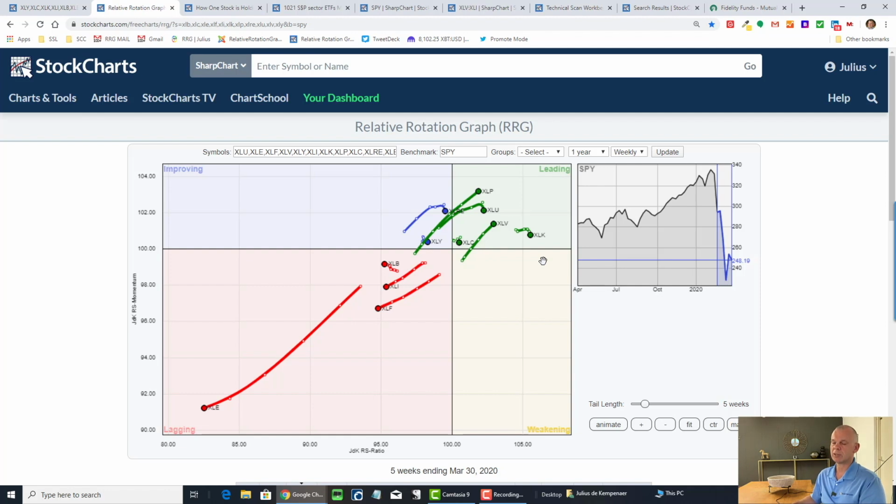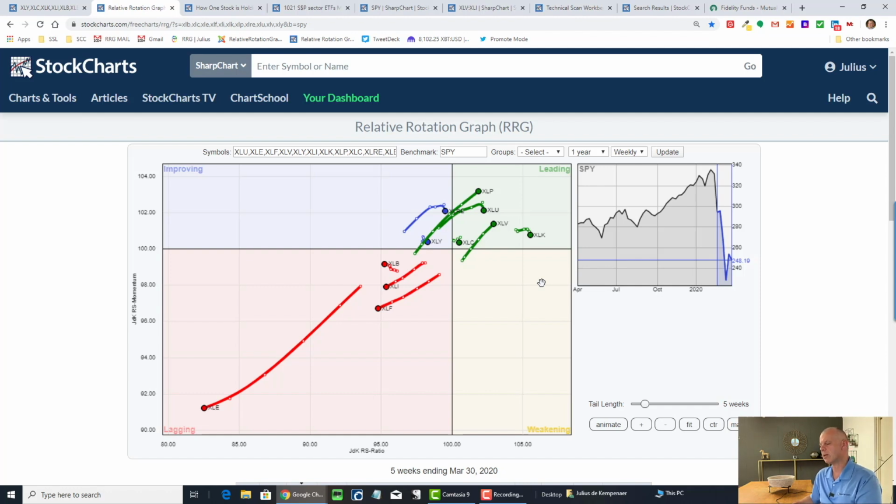Still above 100 on the momentum line. Rolling over slightly, ever so slightly on the RS ratio, but the tail here is very, very short, and short tails tell us that the sector is stable. It's doing its thing. It's not making massive moves up or down. So technology is, as far as I'm concerned, holding up as one of the better sectors inside the S&P 500.